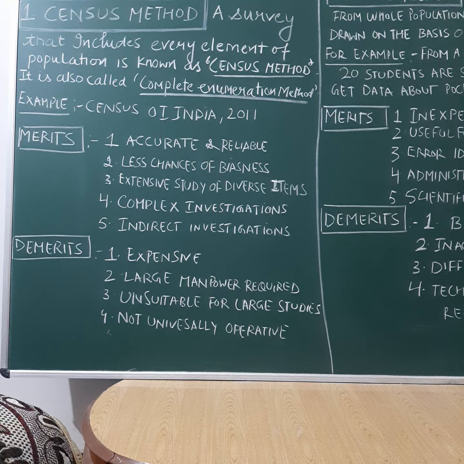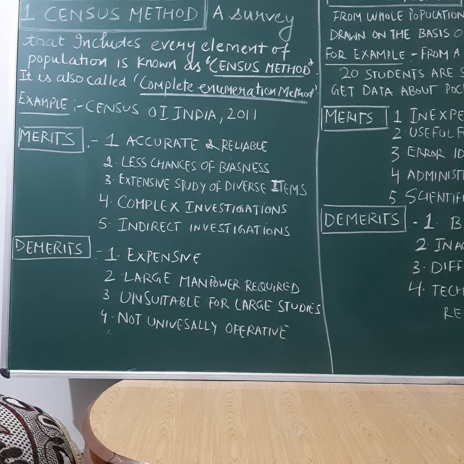For example, if the total population of India is, let's say, 130 crore, then under the census method, the data will be collected from all 130 crore of the population. There will be data collection for each and every person. So this is the example: the census conducted by the Government of India. The last census was conducted in 2011. Now in 2021 there will be another census.